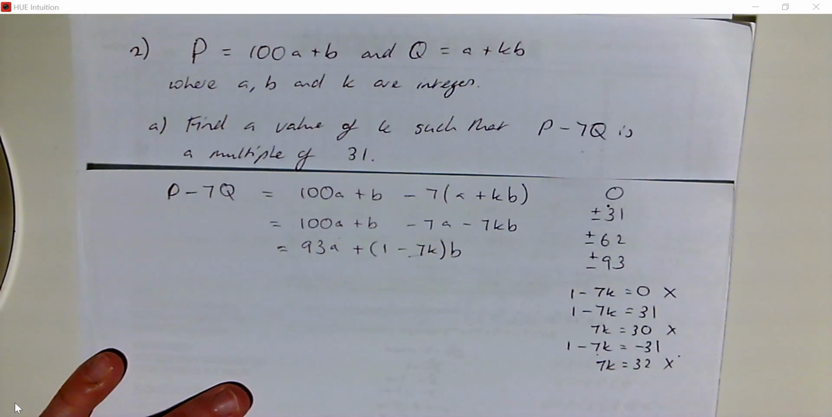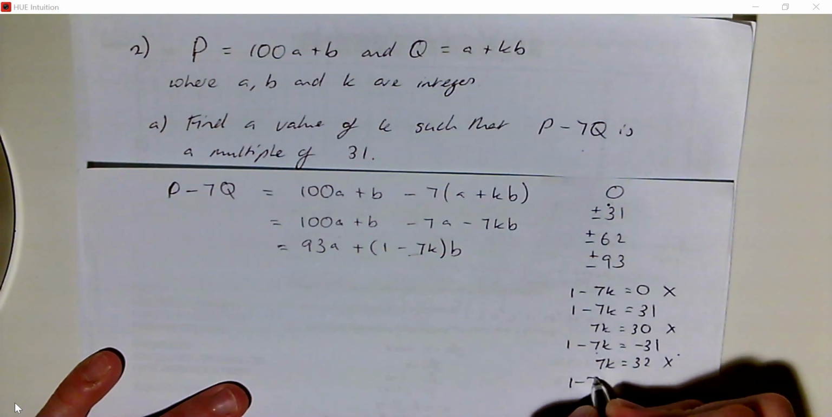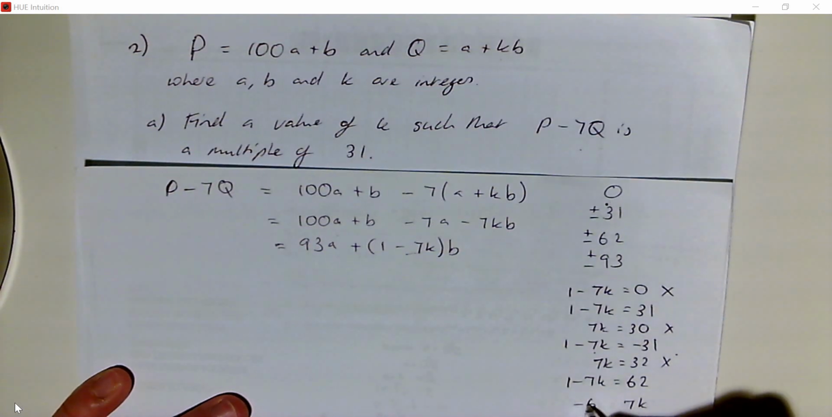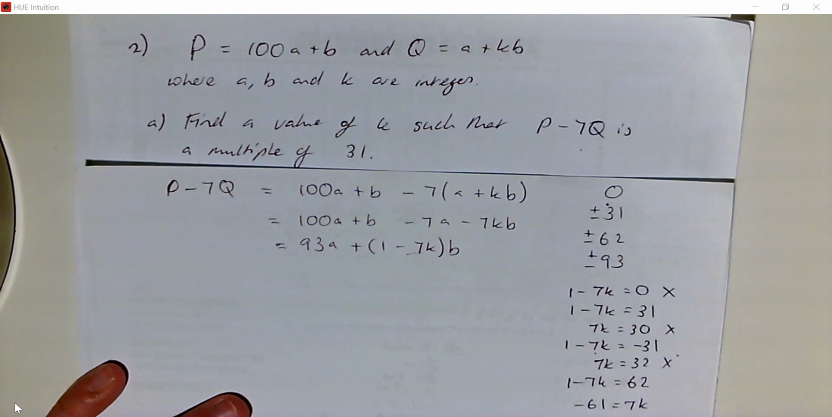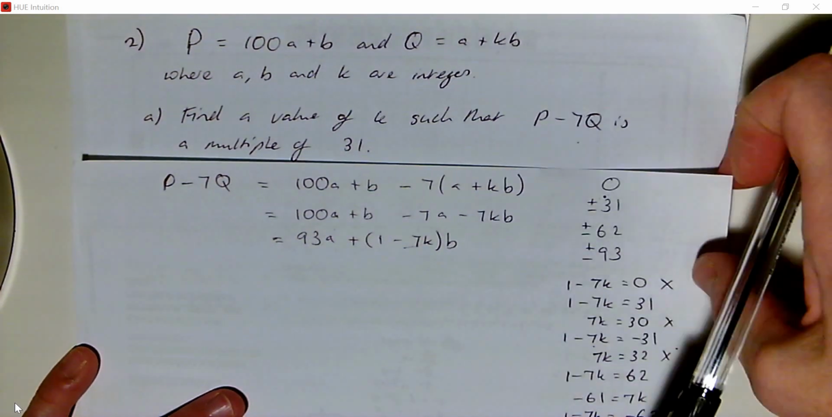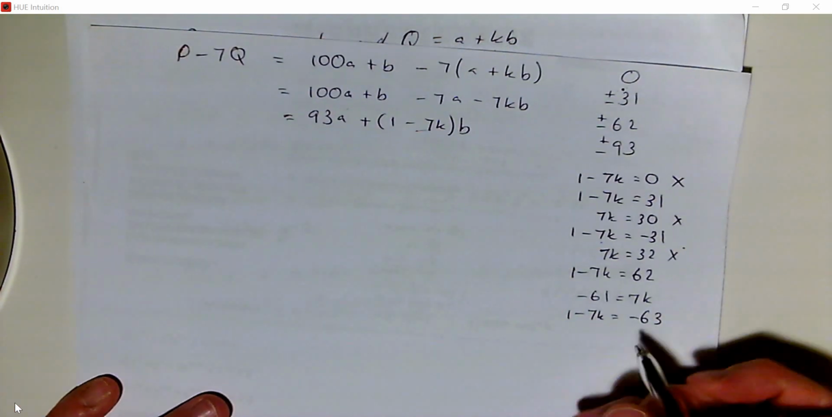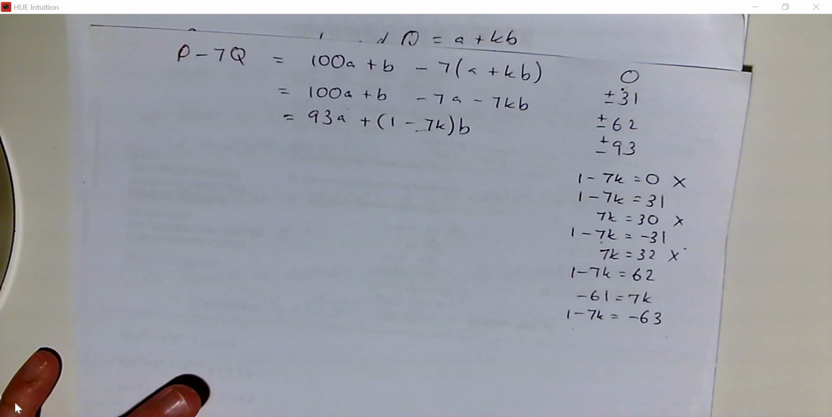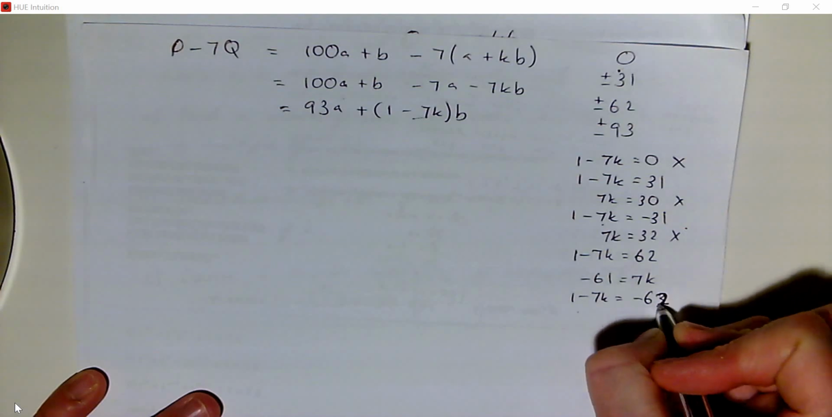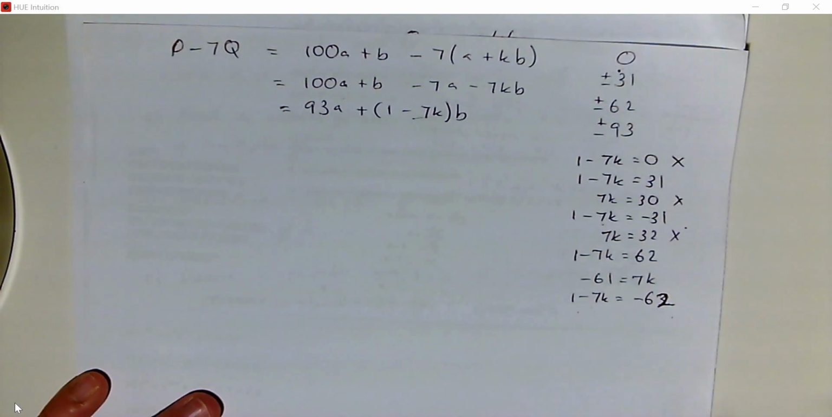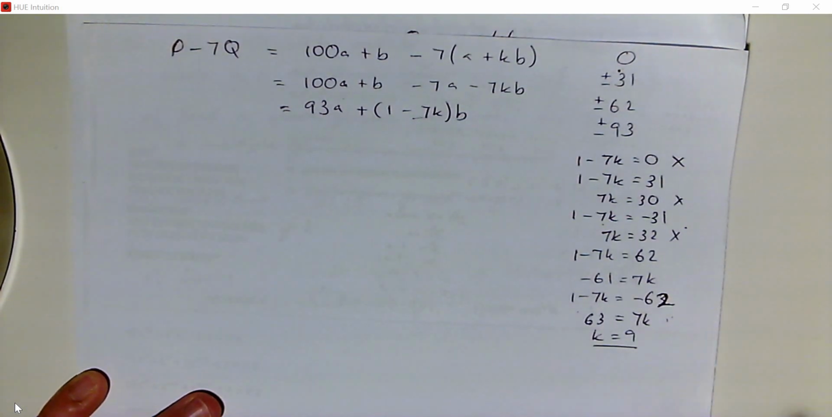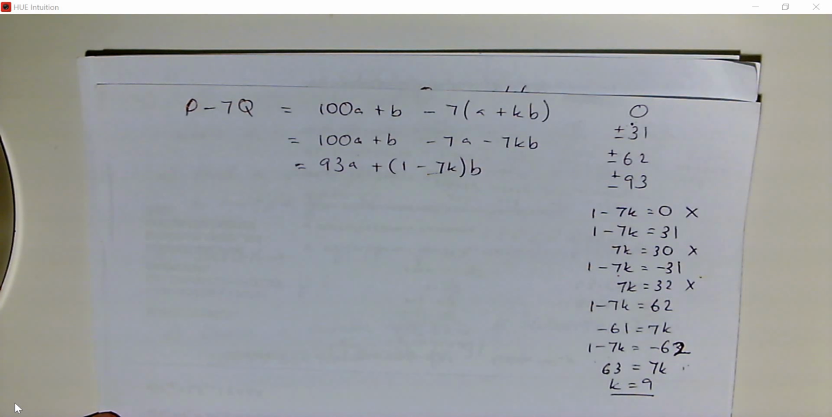So let's try 62. Okay, so then we'd have 7k is minus 61. No, but what if we do, so 1 minus 7k is negative 62. So I'll move that so you can see it. There we go. So then we'd have 7k is going to equal, is that right? Oh, 63. There we go. That's what I'm after. So 7k is going to equal 63. Okay, and that works when k is 9. All right, so that's what we can use.